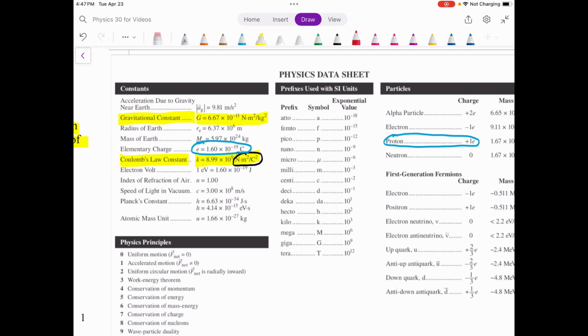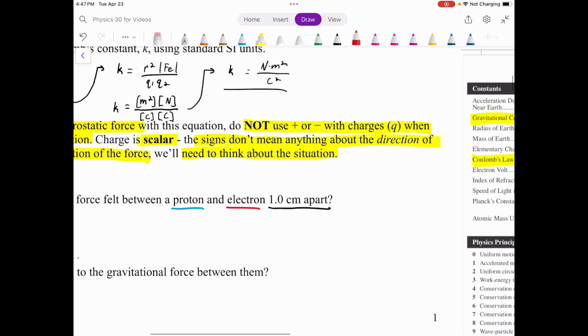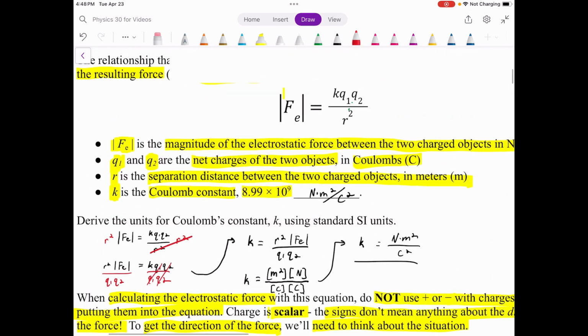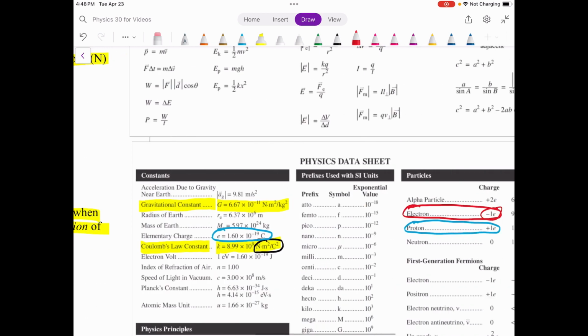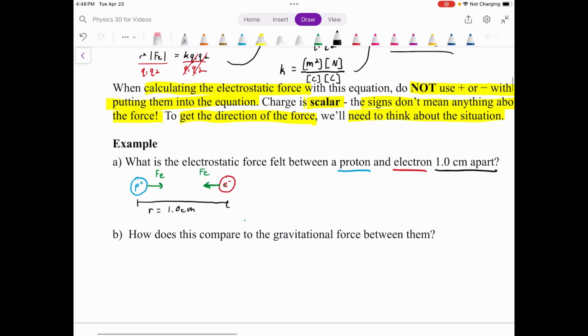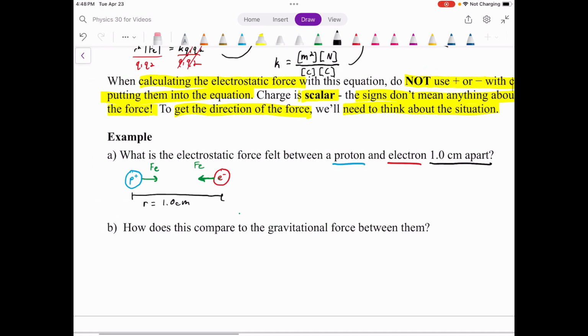The charge of an electron, same thing, but negative, right? The charge of an electron is negative 1e. So we've got our charges, we've got our separation distance, and we always have K. That is just Coulomb's constant, okay, which again is given on the back of your formula sheet. So we've got everything we need here, okay? We can just set up our equation, plug in, and solve.